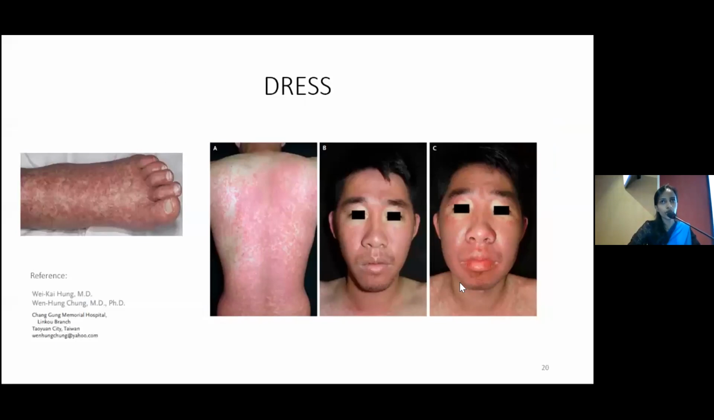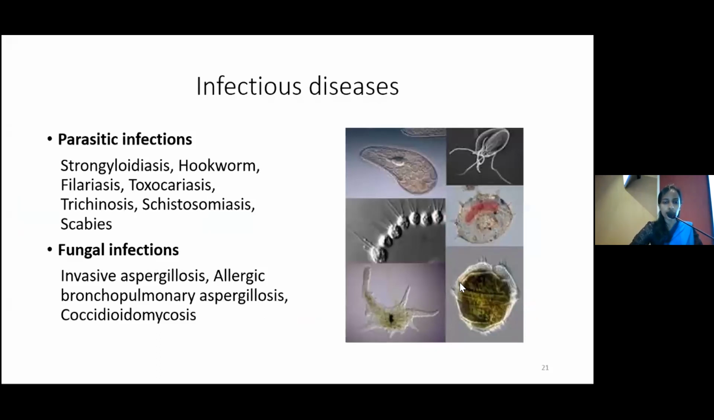I hope you can appreciate a typical maculopapular rash of a patient with DRESS, which I have taken from an NEJM article. So diagnosis of DRESS is based on the RegiSCAR scoring system. Then there are several infectious diseases associated with eosinophilia, which you all know very well. The common infections include parasitic infections and fungal infections.